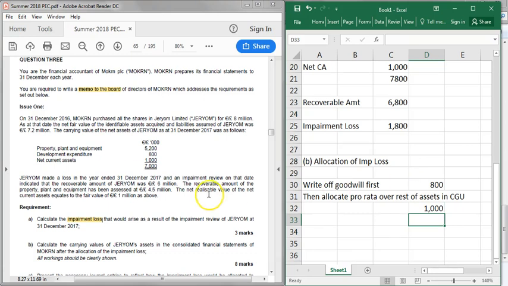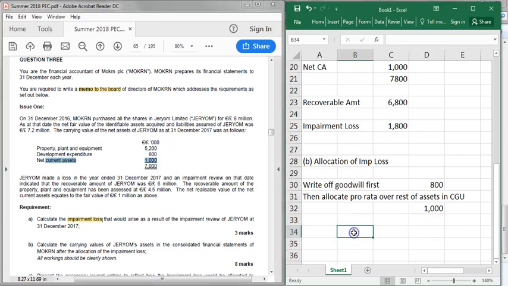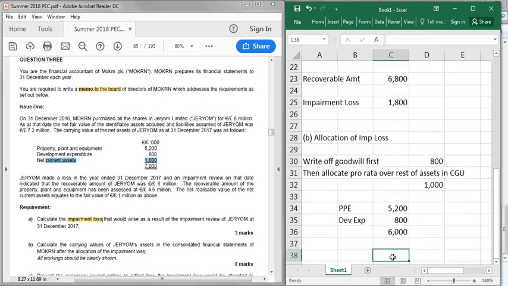Now be careful, current assets do not fall under IAS 36. So although they are in the calculation of your cash generating unit and the carrying value, when you go to your allocation, you're only going to be allocating over PP, which is 5.2 million, and your development expenditure, which is 800. So that means you're going to be allocating it over 6 million of the assets. That's quite a tricky one. Net current assets are not included there.